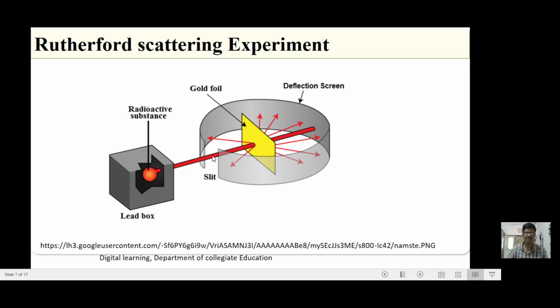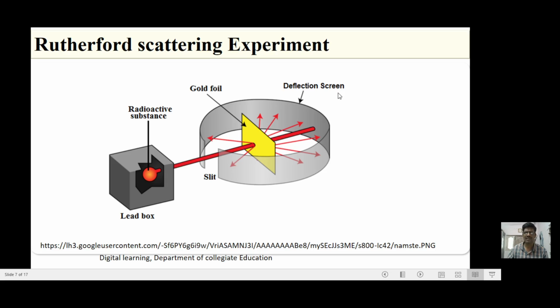After passing through the slit, a sharp beam is obtained. Here a gold foil is kept. There are a number of gold atoms through which the alpha rays are scattered.